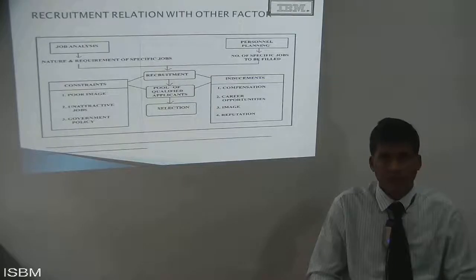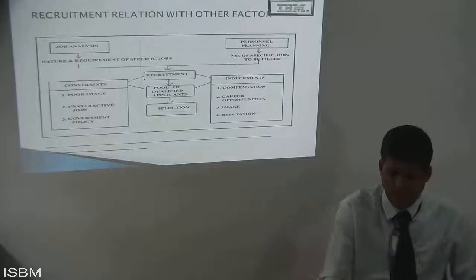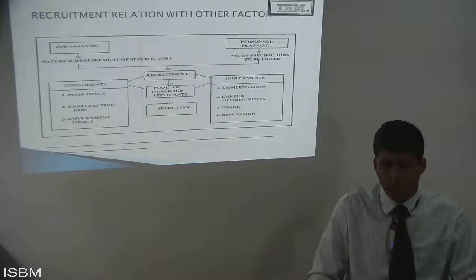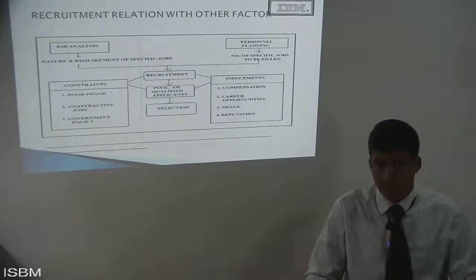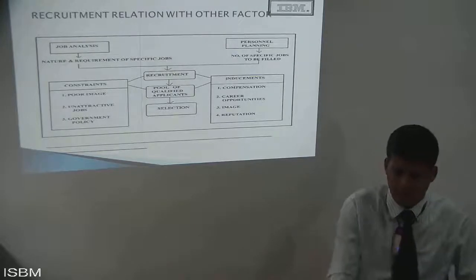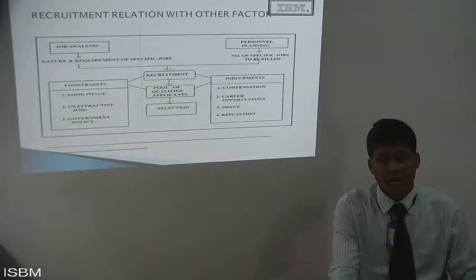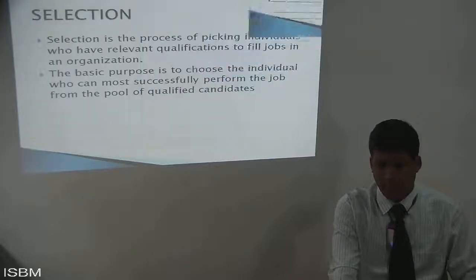Constraints are the challenges. The challenges could be about poor image, it could be an unattractive job, it could be policy, government policy as well. The inducements, or the benefits and advantages, are compensation, the career opportunities with the organization, image and reputation as well.